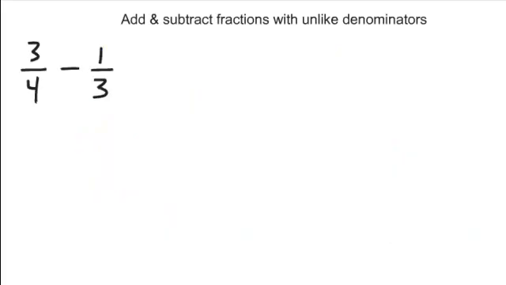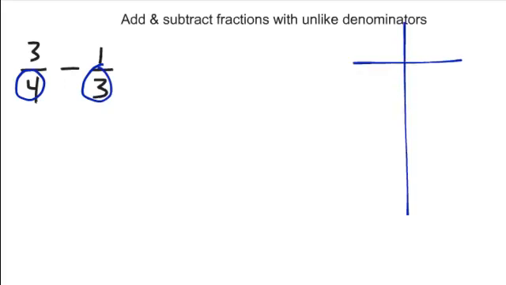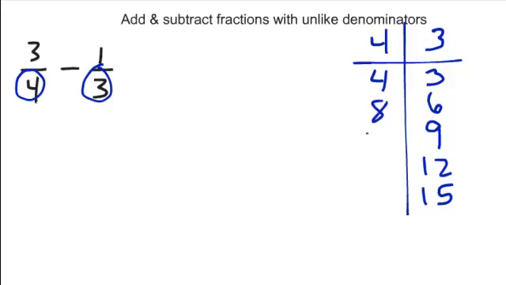Let's take a look at one last example. Here I have 3/4 minus 1/3. And again, we're going to have the race between the 4 and the 3 because we want to make those denominators be the same. So I make my t-chart. I put one number on the left and the other on the right. And I start listing my multiples until they match up. So the first couple multiples of 3 are 3, 6, 9, 12, 15. Now I'm going to go ahead and list the first couple multiples of 4, and that's 4, 8, 12, 16, and 20.